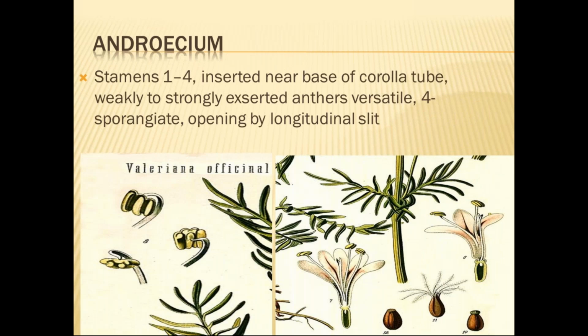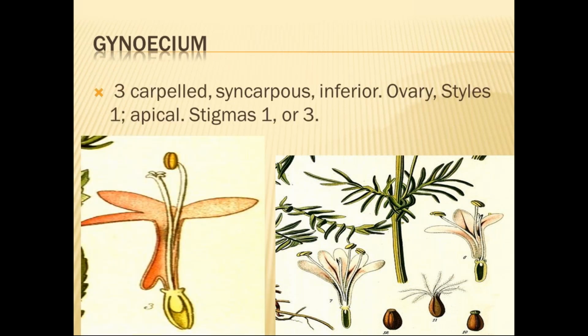Androecium: they are maximum 4 in number, inserted at the base of the corolla tube. They are weakly or strongly exserted anthers, 4 sporangiate, opening by longitudinal slit. Gynoecium: there are 3 carpels, syncarpous ovary, inferior ovary we are going to see. Style is 1, stigma is 1 or 3 fid.